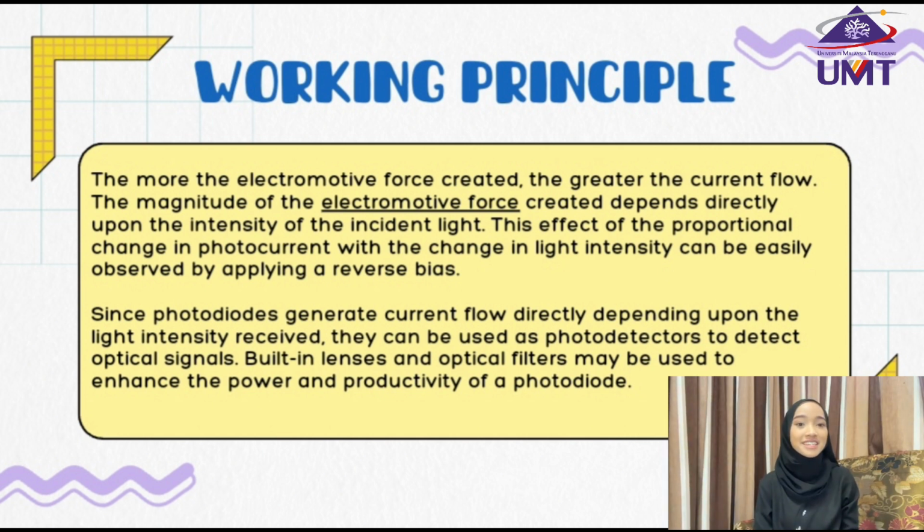Since photodiodes generate current flow directly depending upon the light intensity received, they can be used as photodetectors to detect optical signals. Both a lens and an optical filter may be used to enhance the power and productivity of the photodiode.